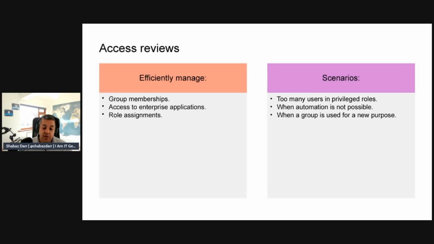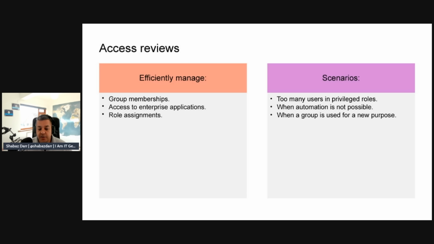Another scenario is when automation is not possible. You can create rules for dynamic membership on security groups or Microsoft 365 groups. But what if the HR data isn't in Entra, or if users still need access after leaving a group to train their replacement? You can create a review on the group to ensure those who still need access can have it.